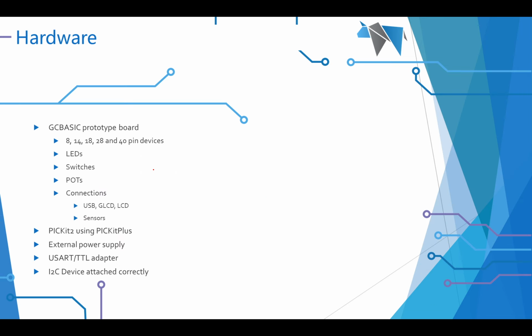What have I got? I've got a prototype board, and the only thing that's of interest here is that I've got an I2C device attached correctly, and I can prove that because I can bit bang it. I could use I2C to bit bang this out, but I need to get the hardware verified, otherwise we have a problem.